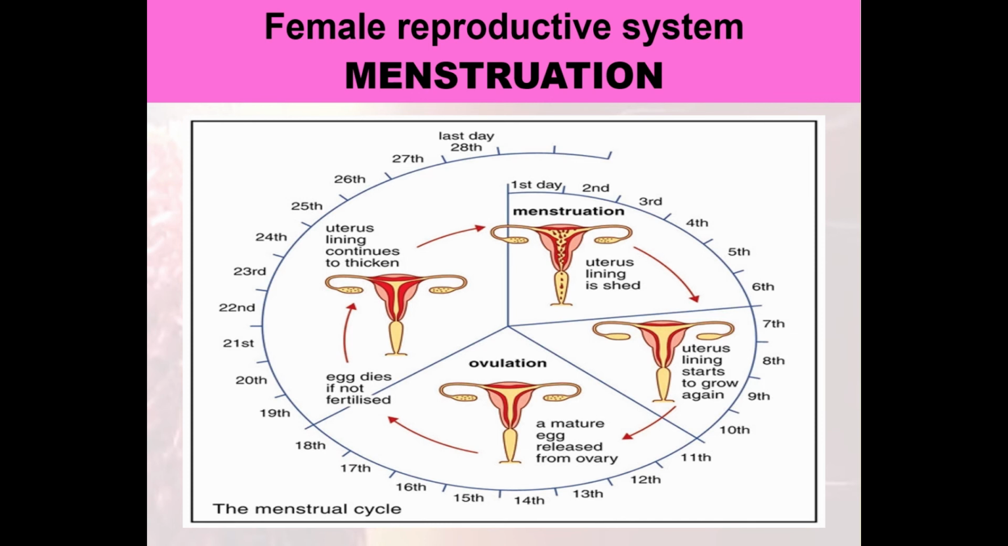The uterine lining is shed because there was no process of fertilization and implantation. Now after this menstrual phase, the uterine wall again starts to grow for the probability of future fertilization or implantation. On the 14th day, in the next phase, a mature egg is again released from the ovary and this process is called the ovulation process.